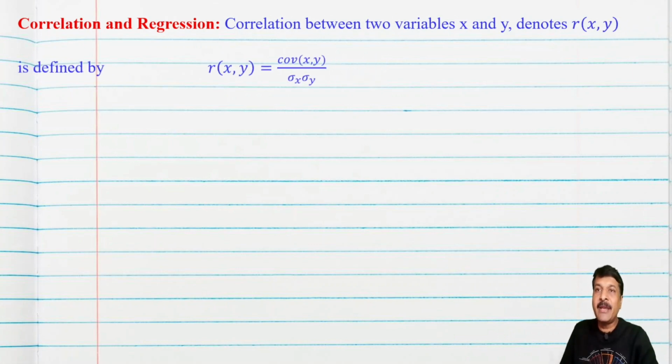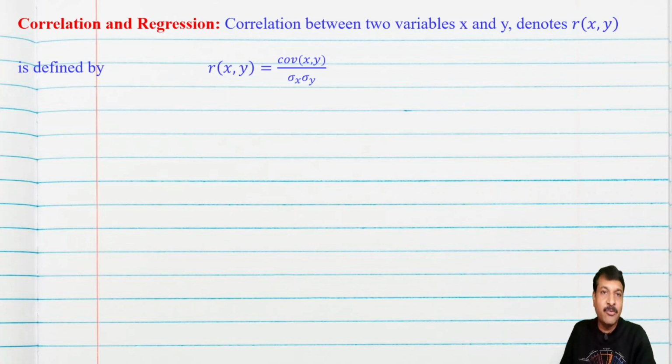Correlation between two variables x and y denotes r x comma y and it is defined by r x comma y equal to COV of xy upon sigma x sigma y. Note here COV of x comma y means the coefficient of variation of xy, and sigma x, sigma y are the standard deviations with respect to x and y. By examples we will see what sigma x, sigma y and COV xy mean.